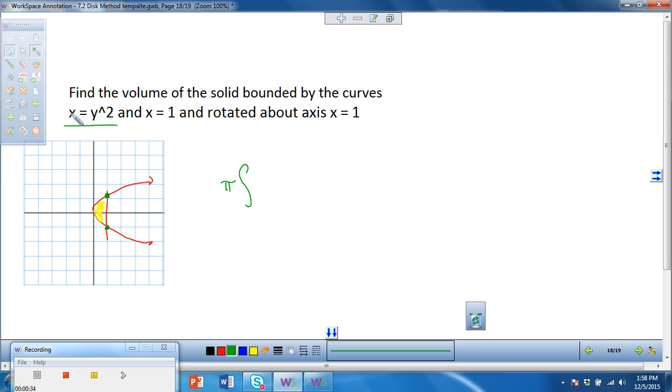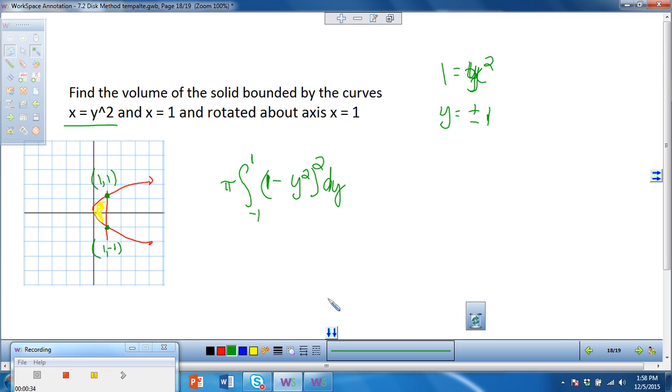And remember, our limits have to be y values. So when I plug in 1 for x, if I have 1 equal to y squared, then y is equal to plus or minus 1. I have to take the square root of both sides. So I should get, this is 1, negative 1, and this is 1, 1. But remember, I'm doing y values, so I'm going to integrate from negative 1 to 1. And I have to do the function in terms of y minus the axis of rotation. Since my axis of rotation is to the right, it's going to be 1 minus y squared dy. And of course, all of that squared.